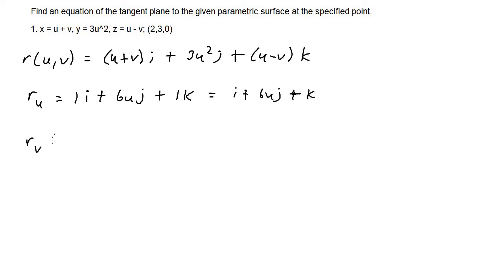Now for r sub v, we need to take the partial derivative of the x component with respect to v. So that's going to be 1 times i, plus the partial derivative of the y component with respect to v. That's going to be 0 because there's no v variable. Then plus the partial derivative of the z component with respect to v. That's going to be negative 1 times k, or negative k. So rewriting it, we have i minus k.